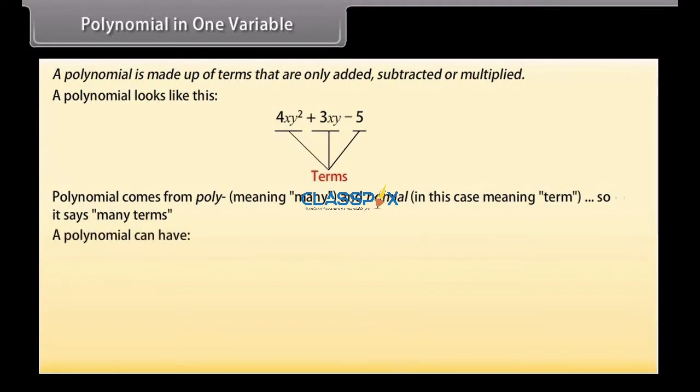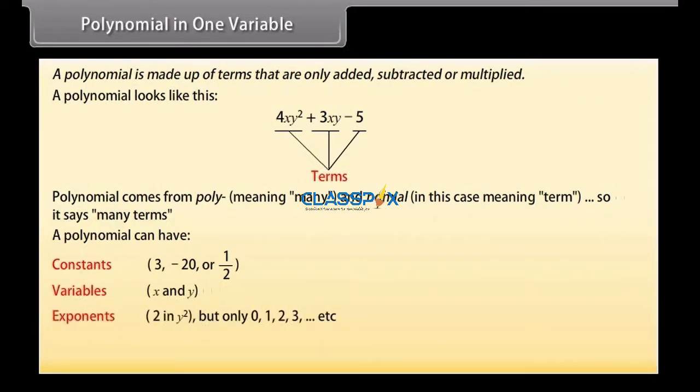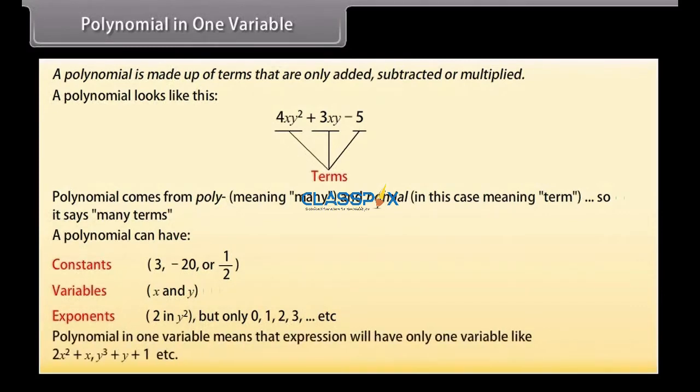A polynomial can have constants like 3, -20, or 1 upon 2, variables like x and y, and exponents like the 2 in y square, but only 0, 1, 2, 3, and so on. Polynomial in one variable means that the expression will have only one variable, like 2x square plus xy cube plus y plus 1, etc.